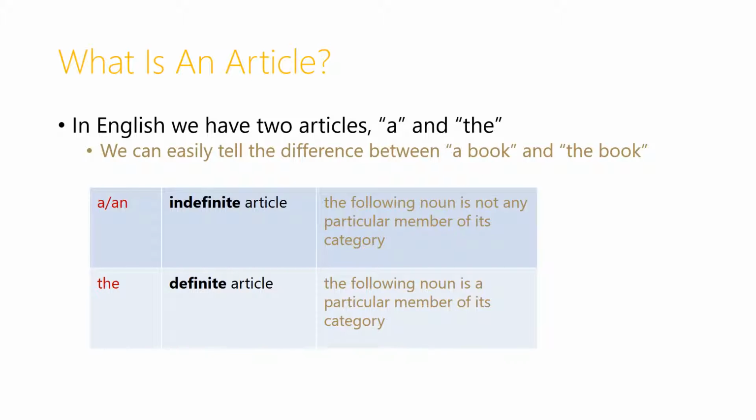The is the definite article in English, and it indicates that the following noun is a particular member of its category. It's not just any book, it's the book, the one that we see or the one that we've been talking about.